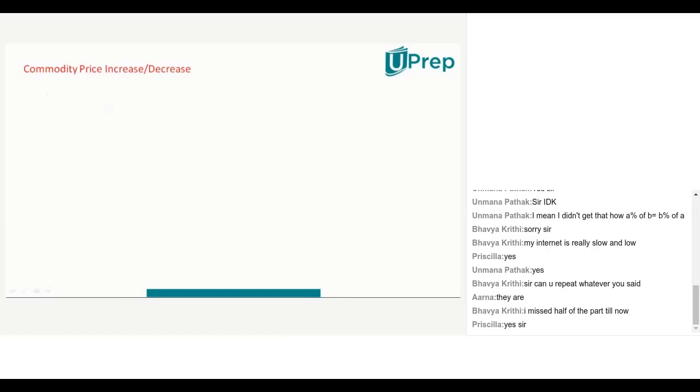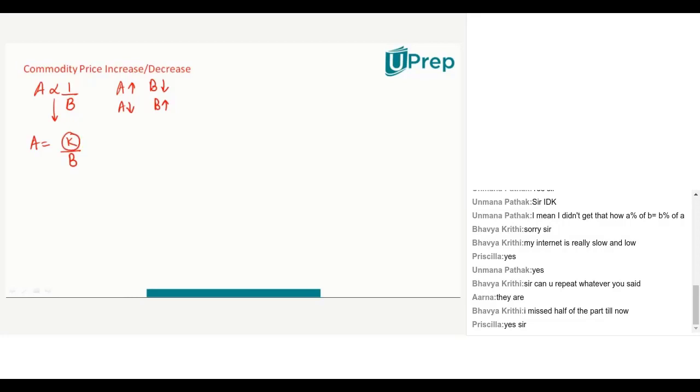When I said that A was inversely proportional to B, what did that mean? If A went up, B went down, or if A went down, B went up. All of you are clear? Now, in order to remove this proportionality, what did I do? I said equal to a constant K.